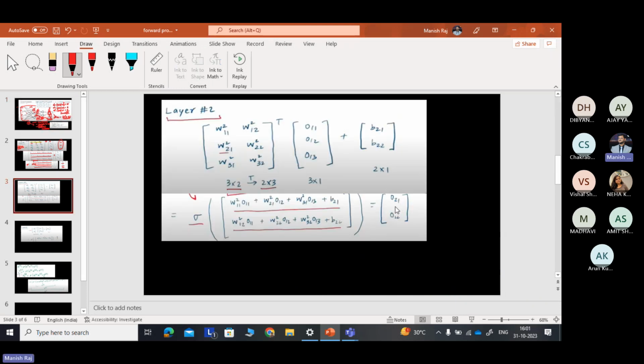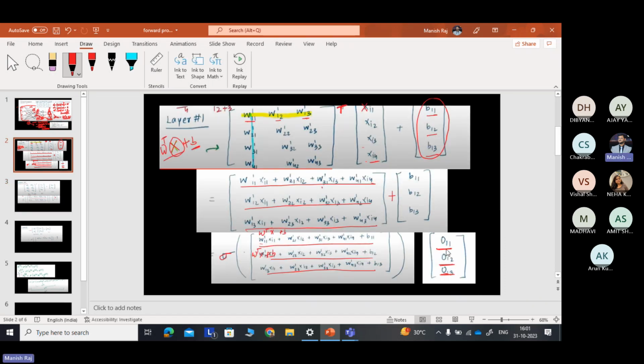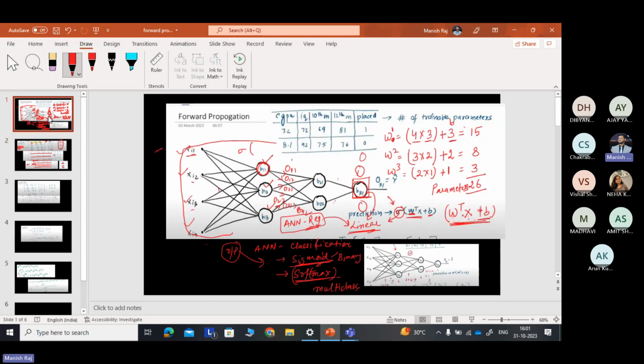Here you can see this is the first layer. So this is 011, 012, and 013. You will get three answers here. This is 011, sorry, I am wrong here, this is 011 and this is also 011. Then this is 021, this is 021, this is 031, this is 031.